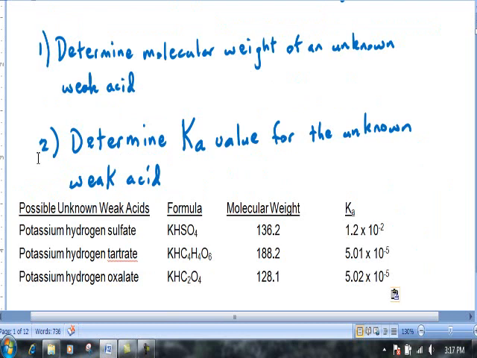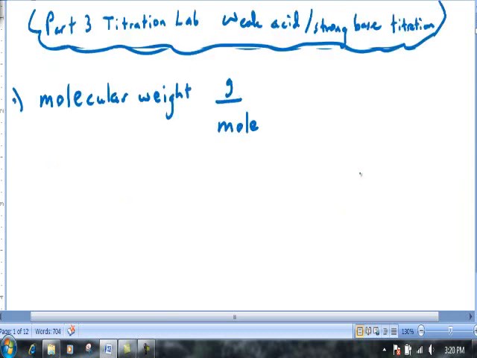Once identifying the molecular weight and the Ka value for our unknown acid, the next step would be to identify which weak acid we have based on matching with the molecular weights that we have for the possible unknown acids and also the Ka values of the possible unknown acids. This would let us identify what the unknown monoprotic weak acid is that we've selected for the lab exercise.